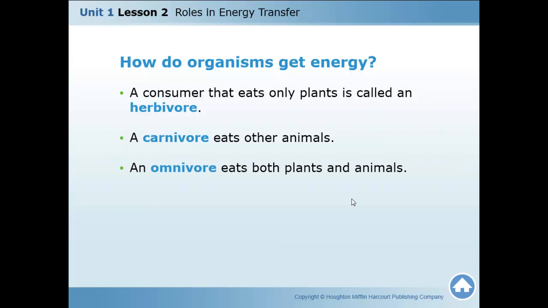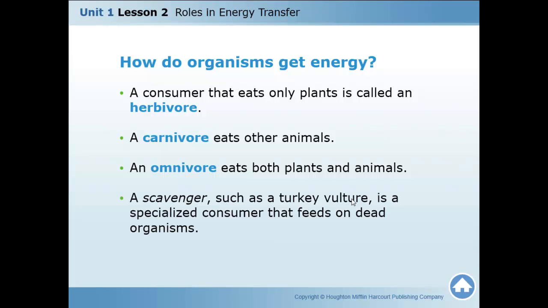And we have a third type, we call it omnivores, which eat both plants and animals. So the human who eats plants and animals, we call an omnivore. And the human who eats only animals, we call a carnivore. And the human who eats only plants, we call a herbivore.